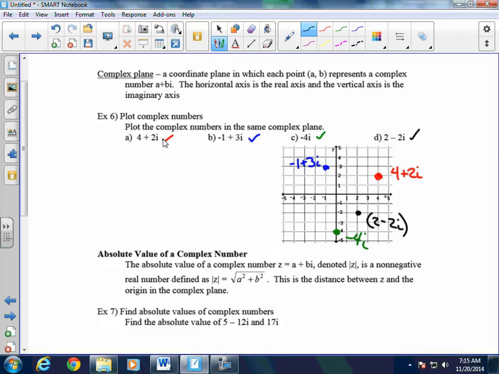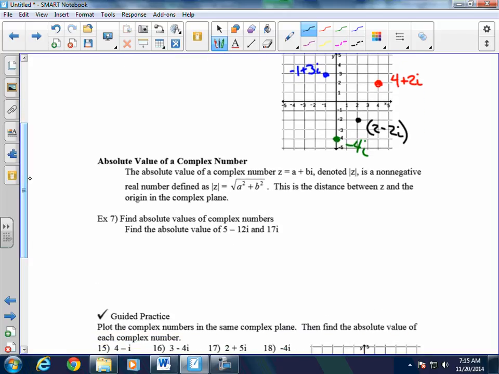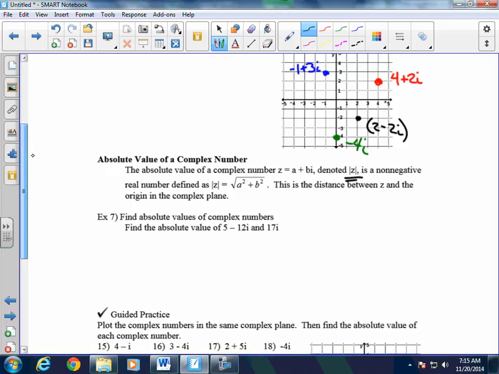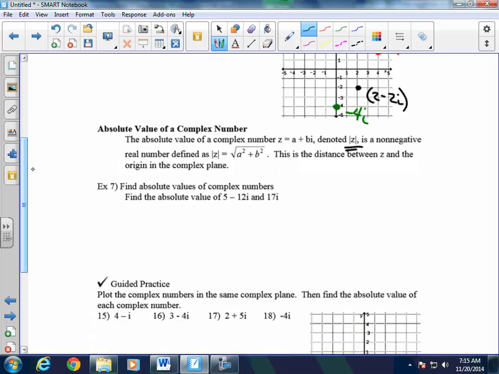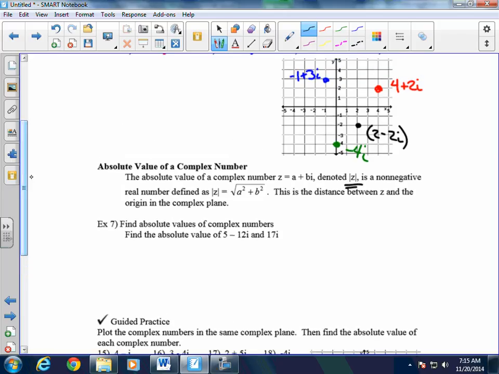And then the last thing we're going to do today is we're going to talk about the absolute value of a complex number. So the absolute value of a complex number, z equals a plus bi, is denoted by the absolute value. It's a non-negative real number defined such that it's the square root of a squared plus b squared. So that's the distance between z and the origin in the coordinate plane. And so that's how we find the distance between whatever the point is and the origin. So essentially, we're using the Pythagorean theorem for this.